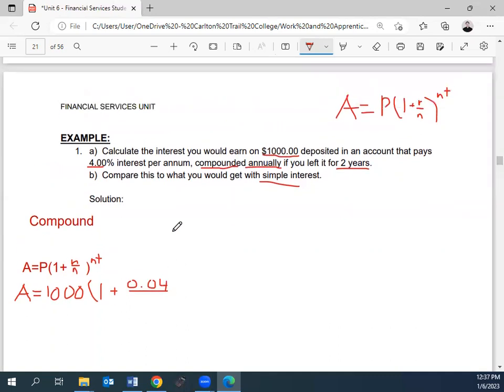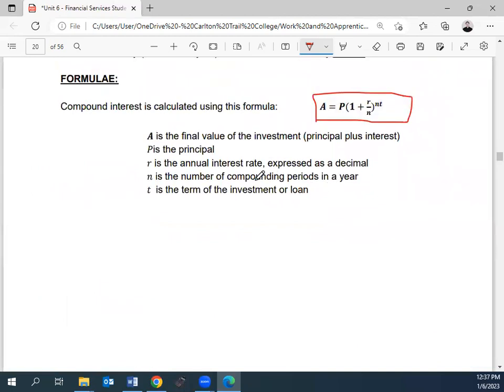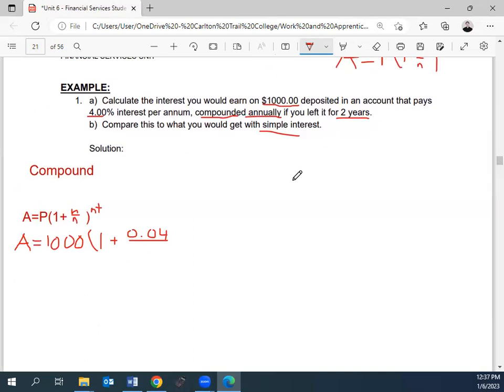And then the N here, that is the number of compounding periods in a year. So if this is compounded annually, once a year, it's divided by 1. Cool. And then it's all to the power of NT. Remember, whatever you put down here is exactly what you're going to have up there. I'm going to put a little times here.